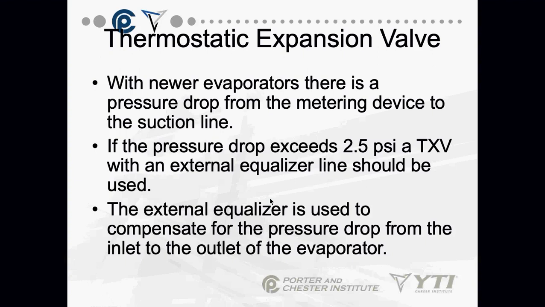With newer evaporators, they are much longer in length, not your physical dimensions, but the length of tubing. There's a pressure drop between the metering device to the suction side. Based on the length and the number of turns and the number of coils in that evaporator, there's a pressure drop. If the pressure drop exceeds 2.5 psi, a TXV with an equalizer line should be used. I'll show you a picture of this.